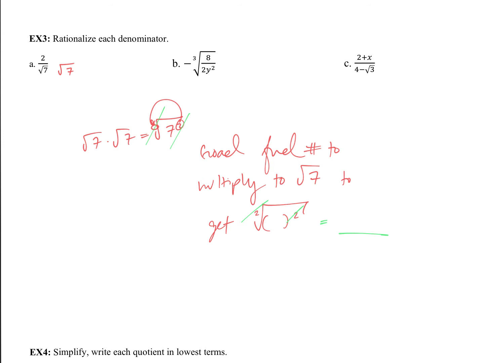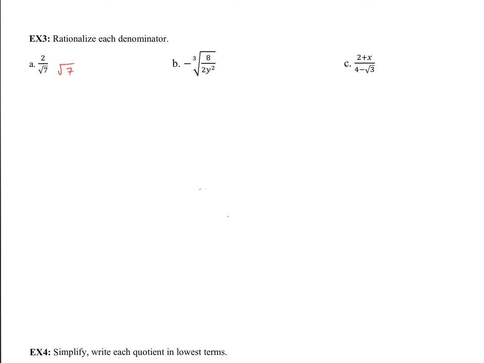So let's do that. We'll multiply the top and the bottom by root 7. Now careful, why am I multiplying the top and the bottom by root 7? Because it's the building up property. This is just an expression. I have to do that. So it'll be 2 root 7 all over root 7 squared.